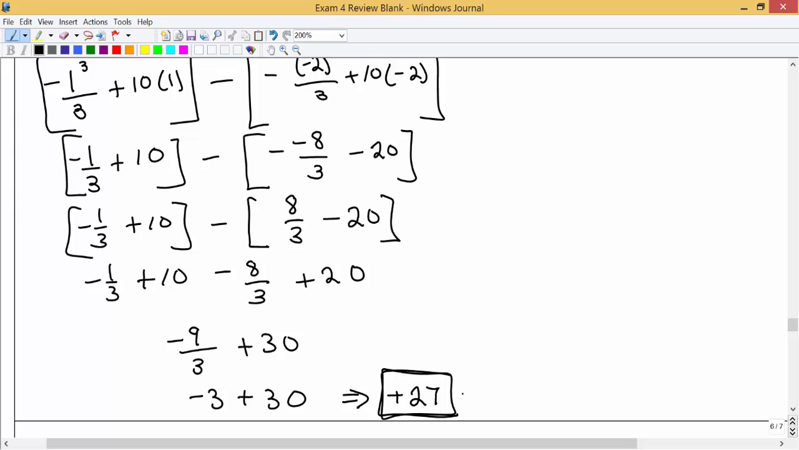So my suggestion here is when you have fractions, go ahead and distribute the negative and then combine the fractions together first. And then if they simplify, we don't have to worry about finding common denominators when we actually find our final answer.